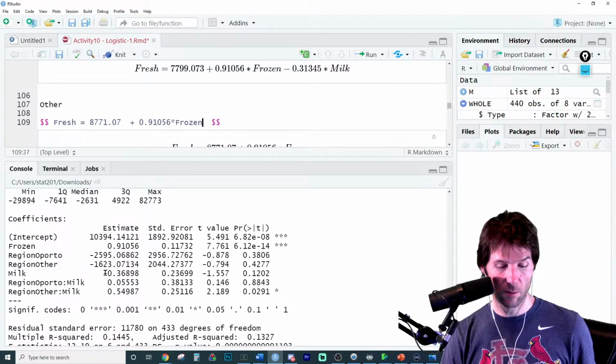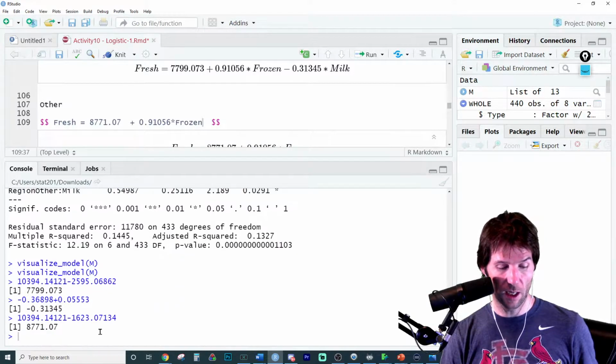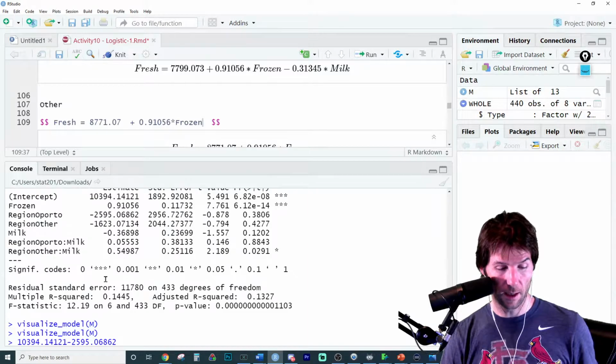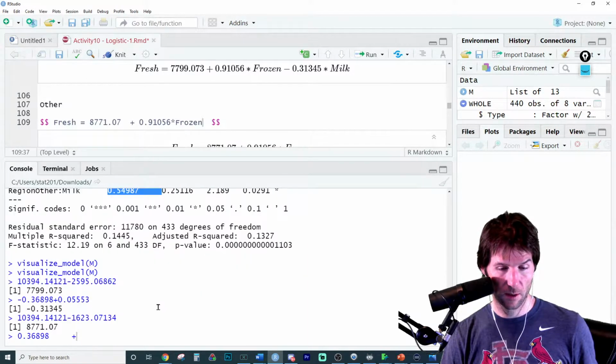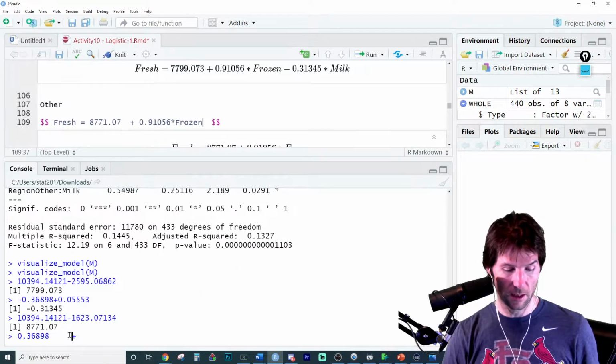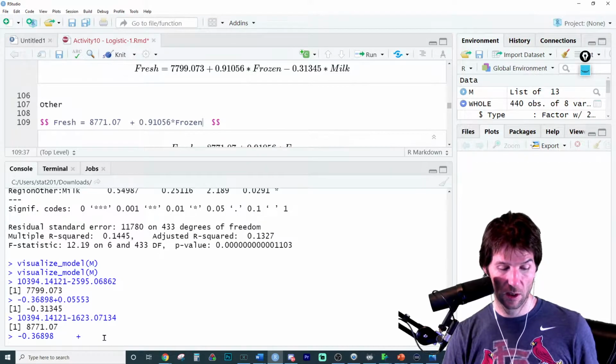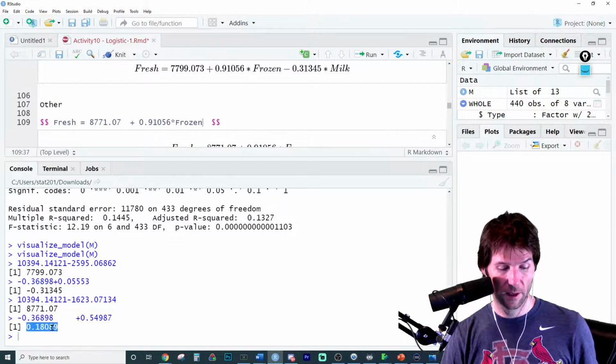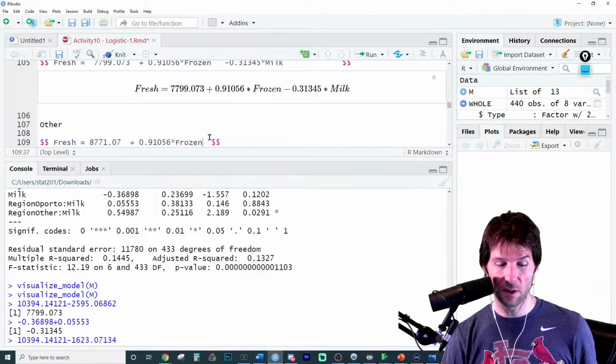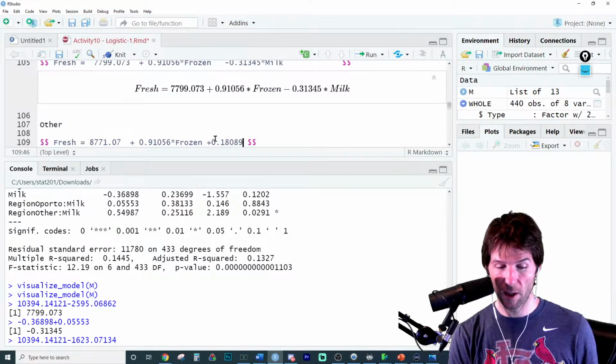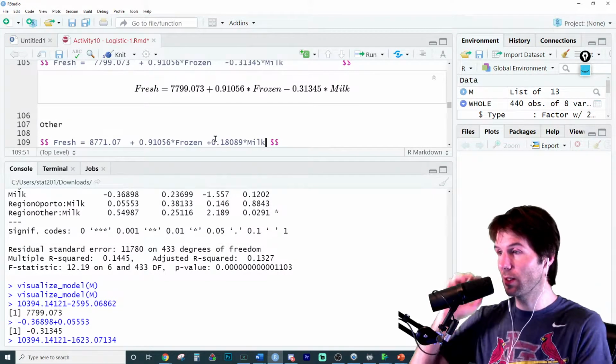And then we take milk. But remember, we have to use the interaction right here on milk. Milk was negative to begin with, and the negative is going to be increased by the interaction value. So this one actually is positive. That's where I was looking at the output and I was like, wait a minute. If this is the right model, milk should have a positive slope.